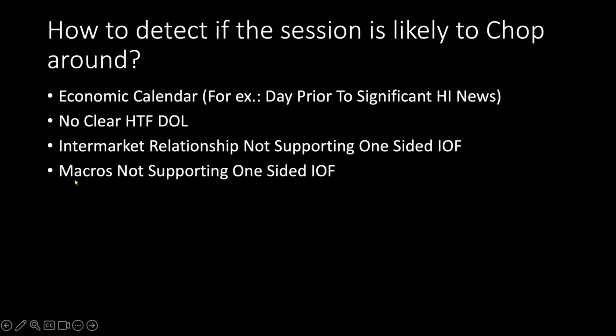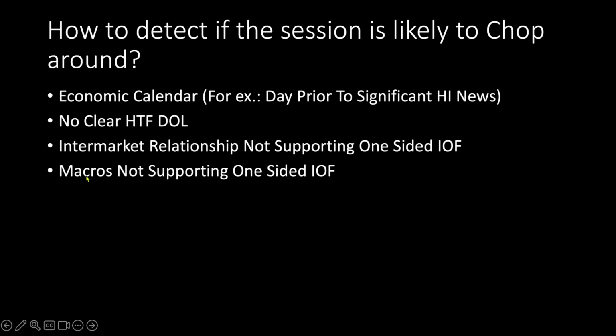And finally, the macros not supporting one-sided institutional order flow, meaning that the macros that we are focused on are not showing signs of the market wanting to reverse or expand, therefore not move in a one-sided direction. Because if that would be clear, if that would be obvious, then of course we can say, well, the only reason why the macros would begin to expand is because there is a clear higher time frame draw on liquidity and because the market is predetermined to expand during that session.